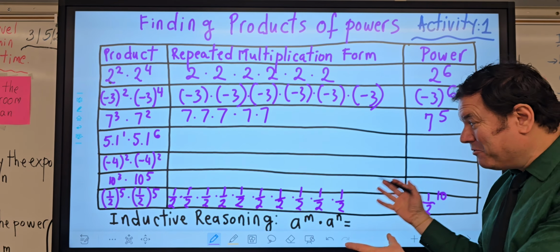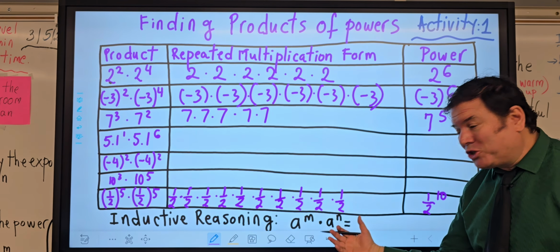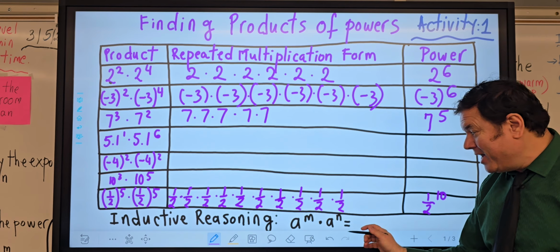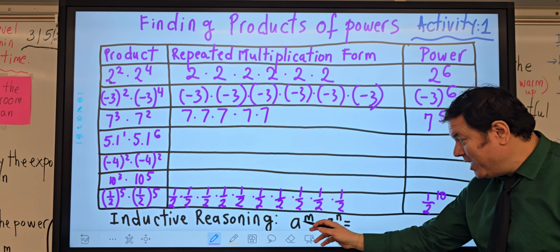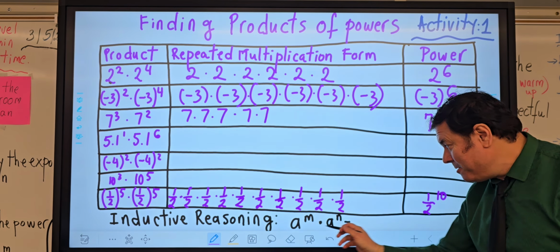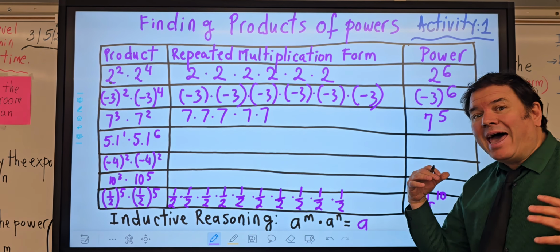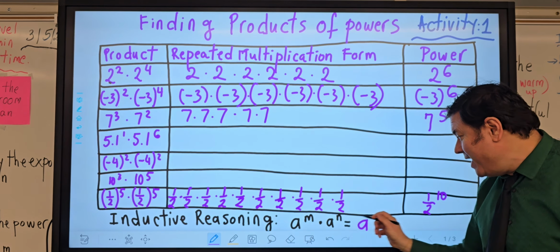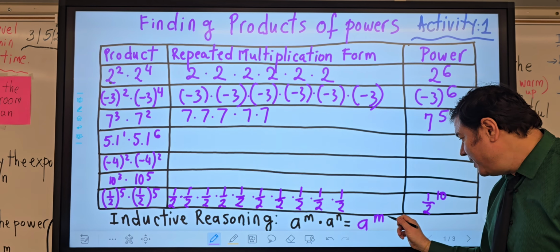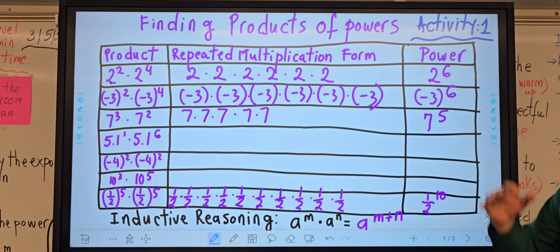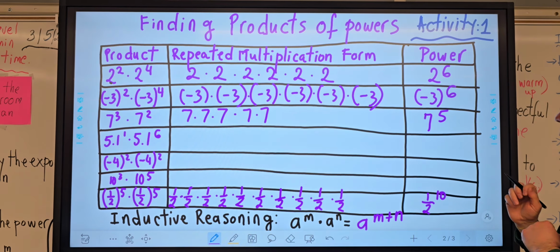So using inductive reasoning, in general terms, if we have a to the m times a to the n, the answer would be, we keep the base a, right? So we keep the base and add the exponents. That would be m plus n. Let's take a look at activity 2 now.